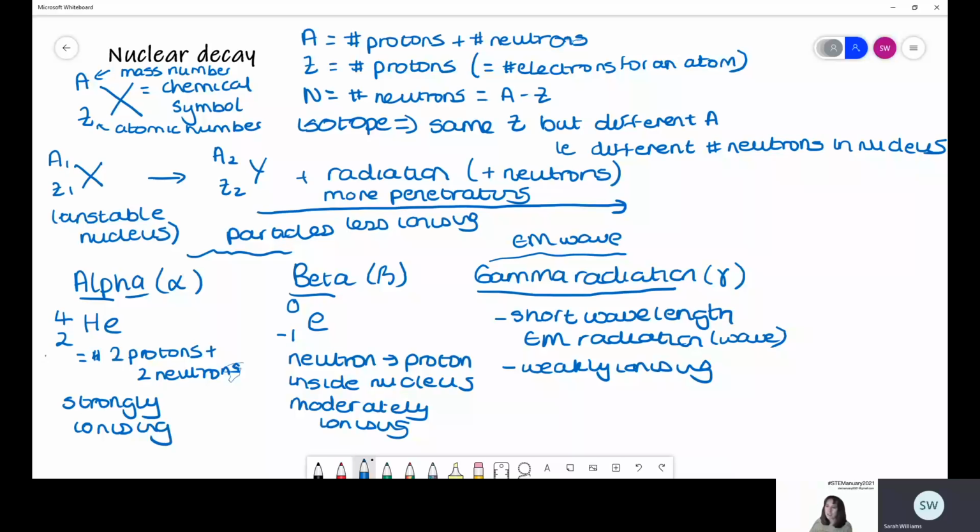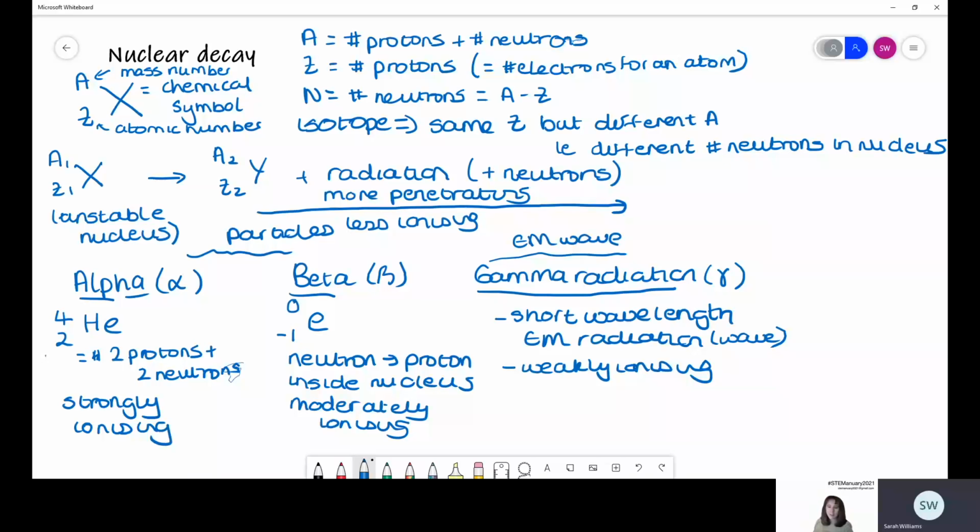For beta radiation, an easy way to spot it is the atomic mass number, so the A value won't change, but the Z number will reduce by 1 because one of your neutrons is converting to a proton. So for gamma radiation, because this is an electromagnetic wave being given out, there's actually no change in the number of protons and neutrons inside the nucleus here. So gamma radiation typically occurs when what we call an excited nucleus, so a nuclei in a higher energy state, gives off radiation to move into a lower energy state.